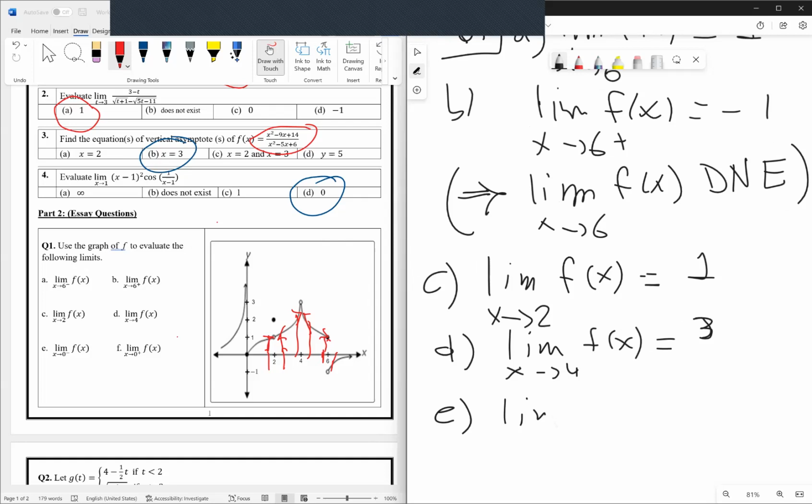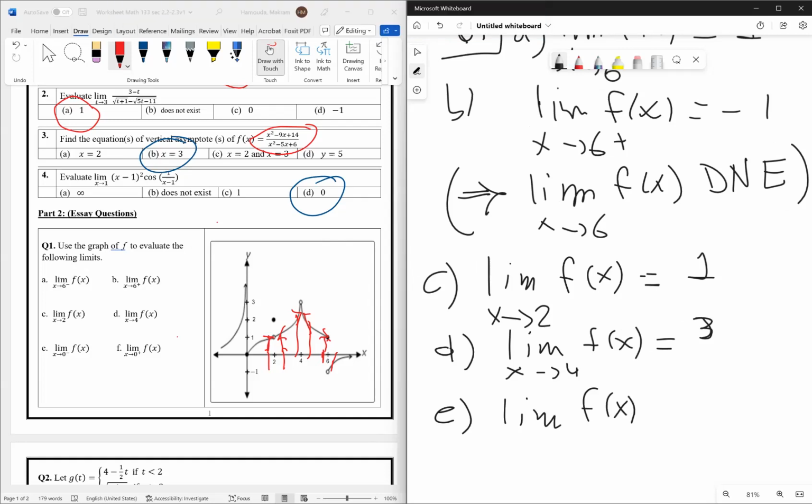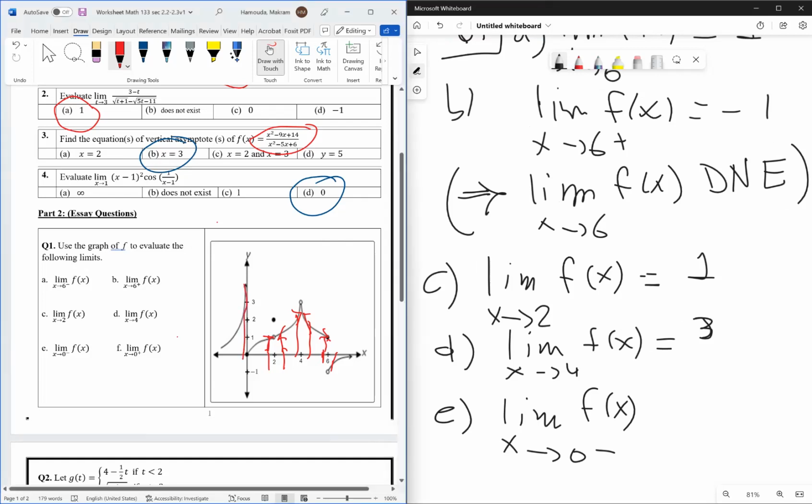Okay, now we'll continue with the E. Limit f of x when x approaches 0 minus. So I am close to 0, but to the left of 0, clearly the function is going to plus infinity.